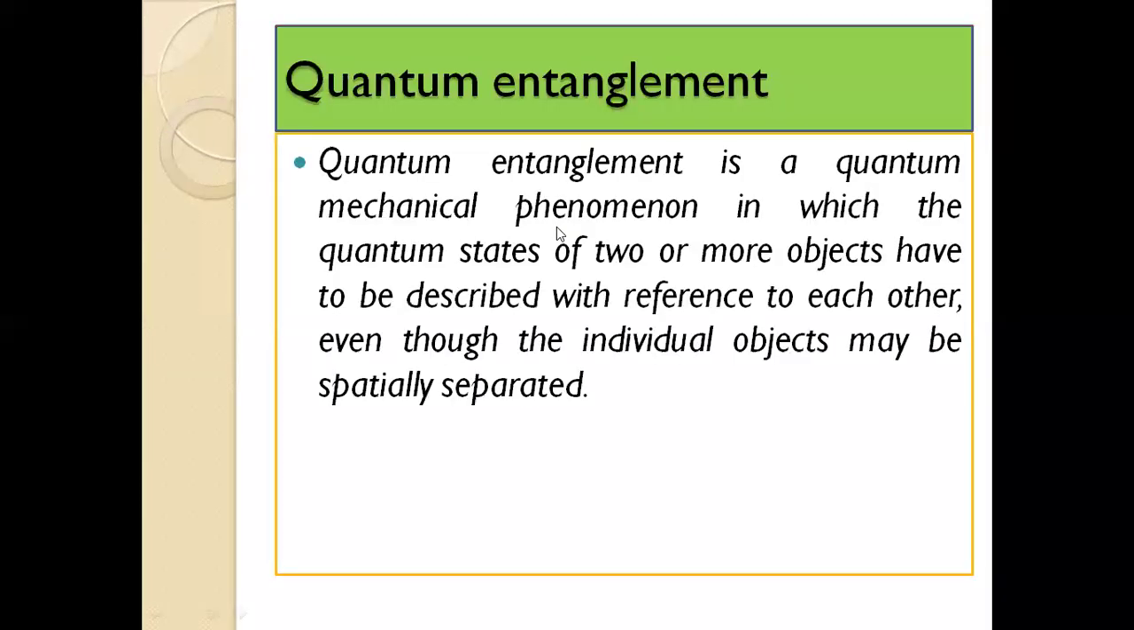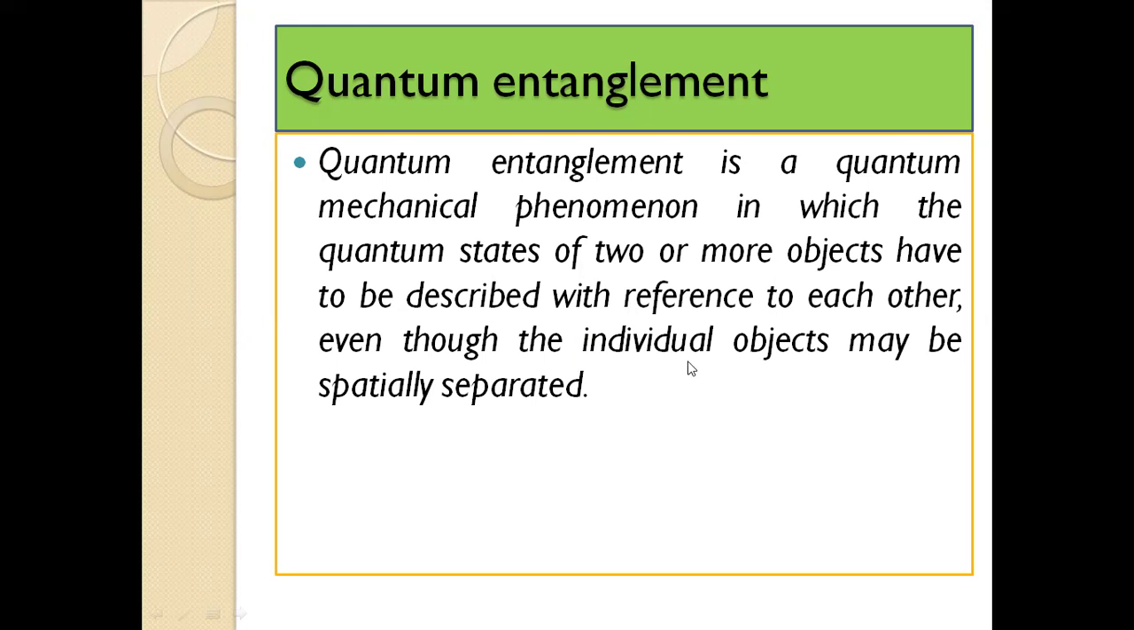Now let's come to one more important term, that is entanglement. Quantum entanglement is a quantum mechanical phenomenon in which the quantum states of two or more objects have to be described with reference to each other, even though the individual objects may be spatially separated.